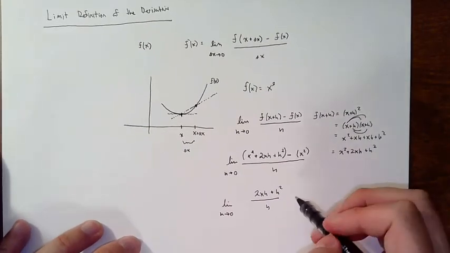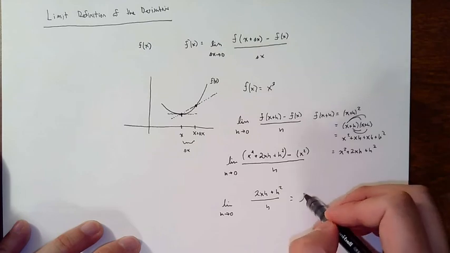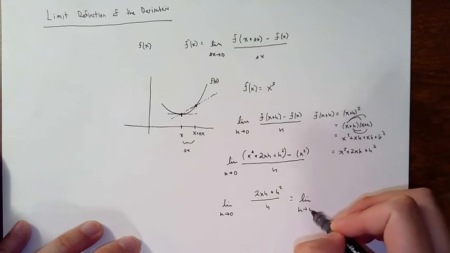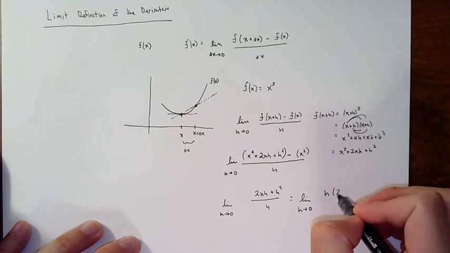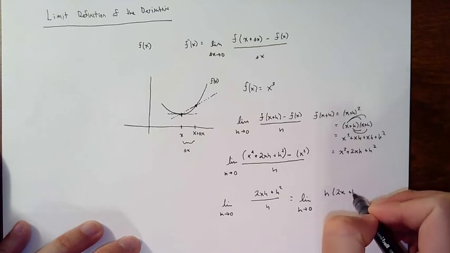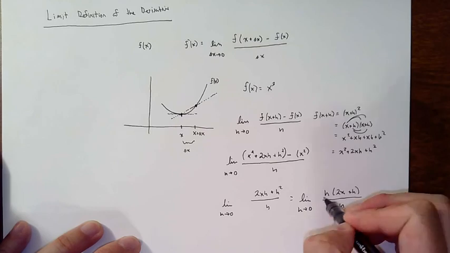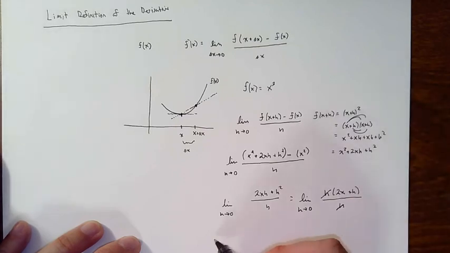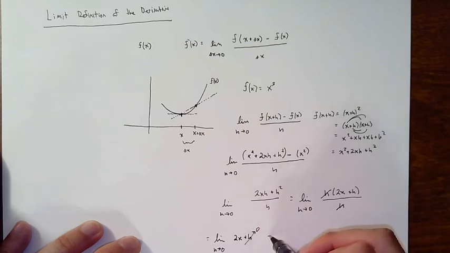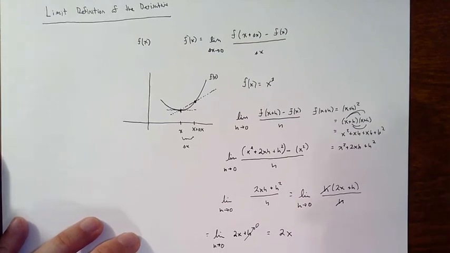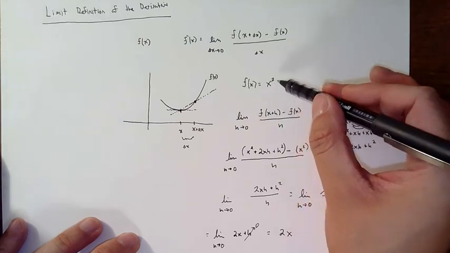All right, well, if we look, we can factor out an h in the numerator, and these h's reduce out. So we're left with the limit as h approaches 0 of 2x plus h, but this h is going to 0, so we just have 2x. All right, and that is the derivative of x squared.